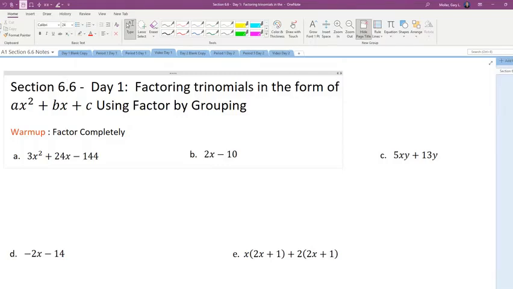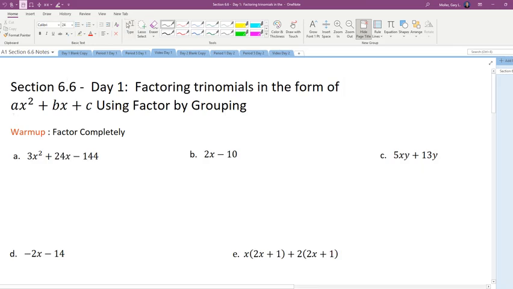In this video, we're going to be talking about section 6.6. We're going to break this into two different videos, so this will be the first day. We're going to be talking about factoring polynomials, but this time we're going to have polynomials that have a coefficient labeled a. So the a value is now going to be a number that is not 1, and we get to learn how to deal with that. So we're looking at having a specific number there.